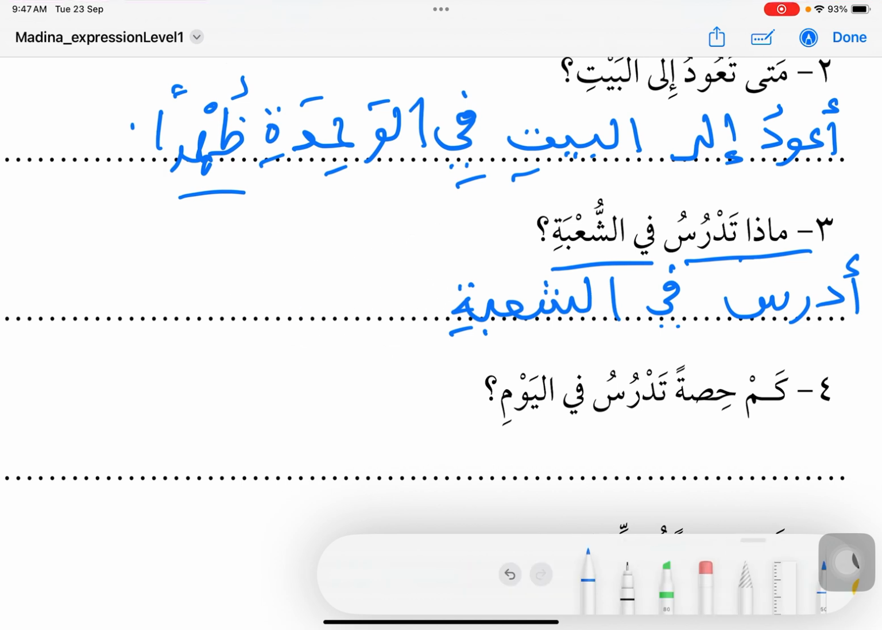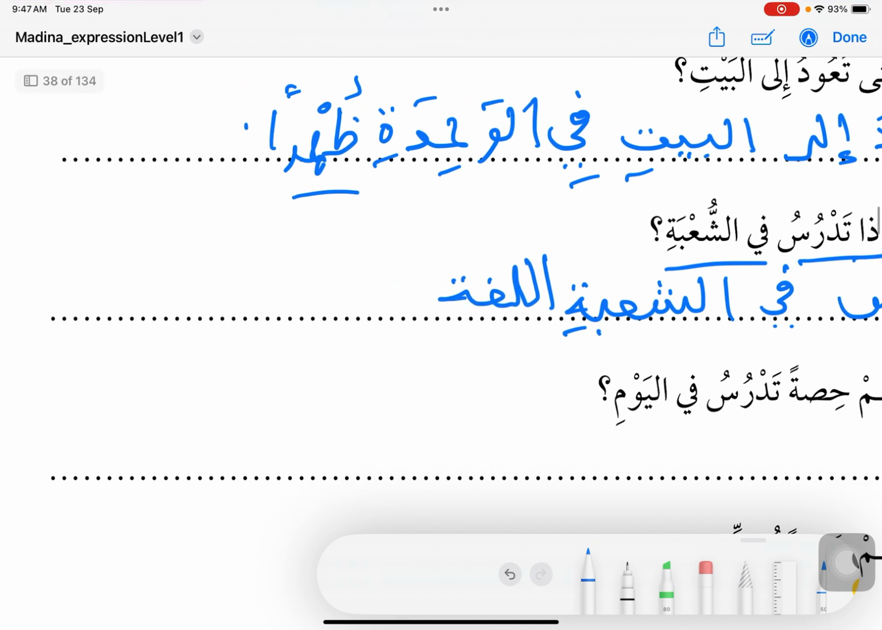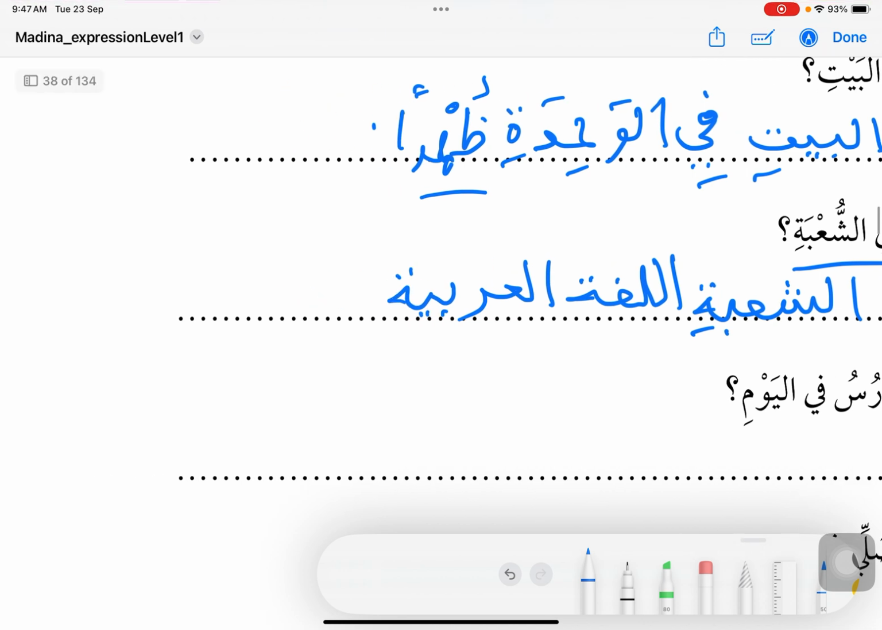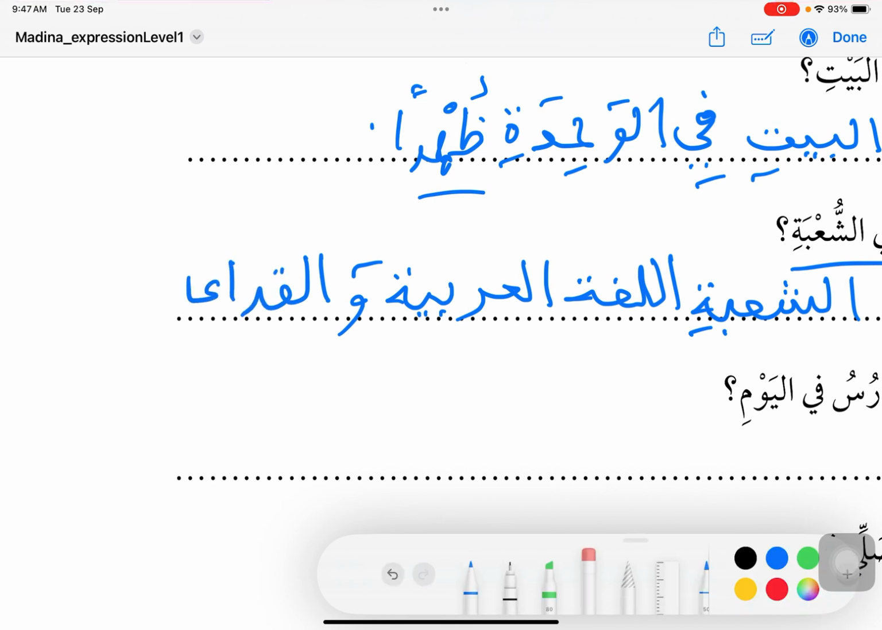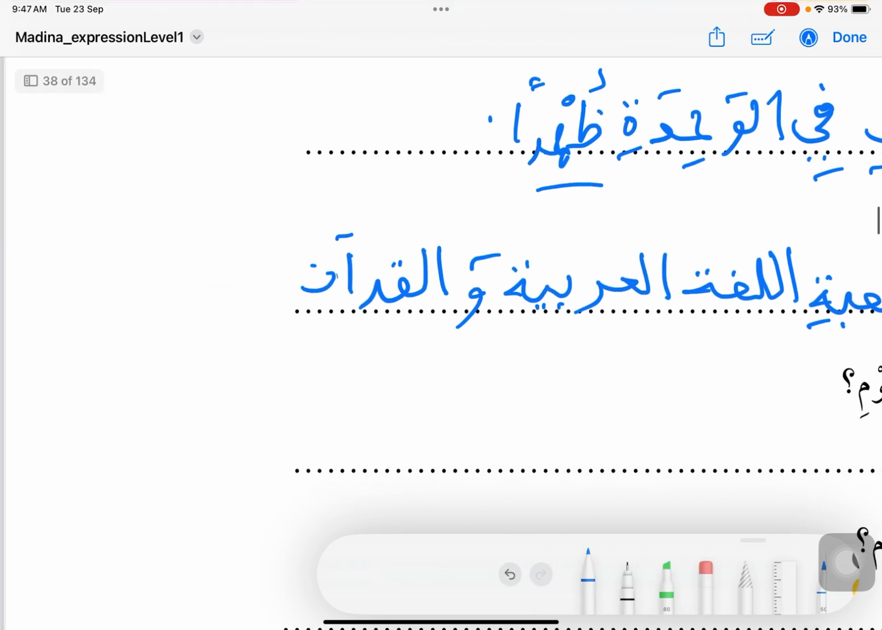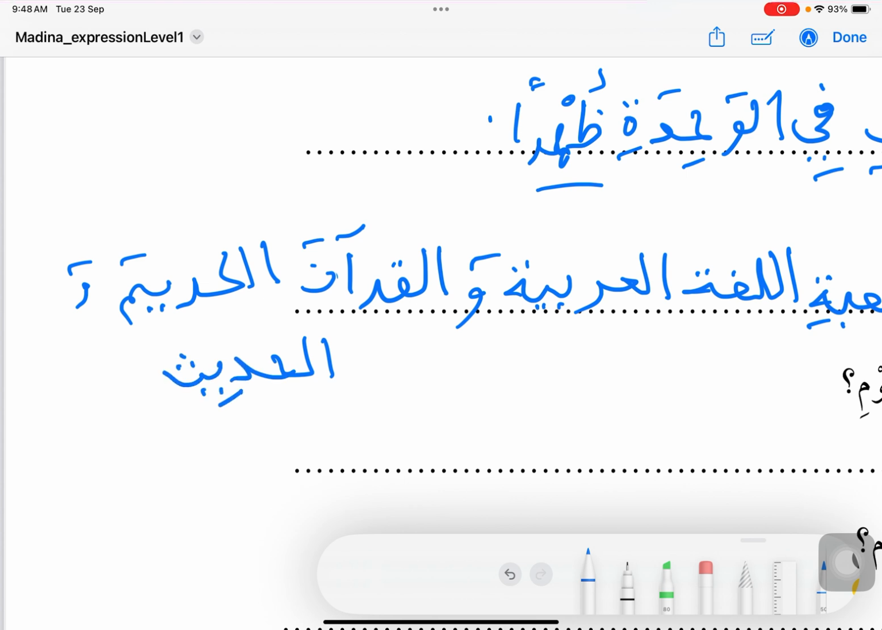Shubati, first we have to write al-lughata al-arabiyyata, and wal Qur'an al-karima, wal hadith al-sharifa. Okay, so we want to make sure we write al-Qur'an al-karima wa al-hadith al-sharifa.